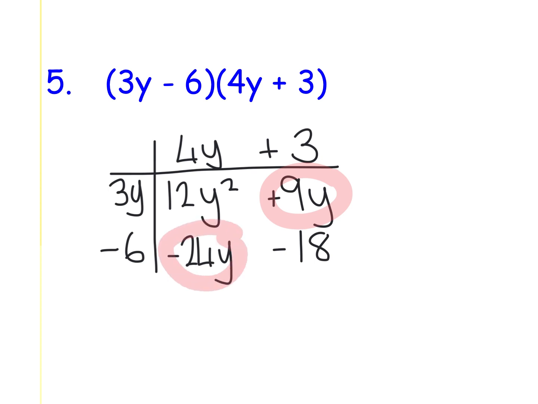These are my 2 tidy up terms. So for an answer, I have got 12y squared. Be careful, 9 take away 24 is a bit tricky. It's actually the same as 24 take away 9, but because 24 is bigger, we know we're going into a negative. So we've got -15y and -18.